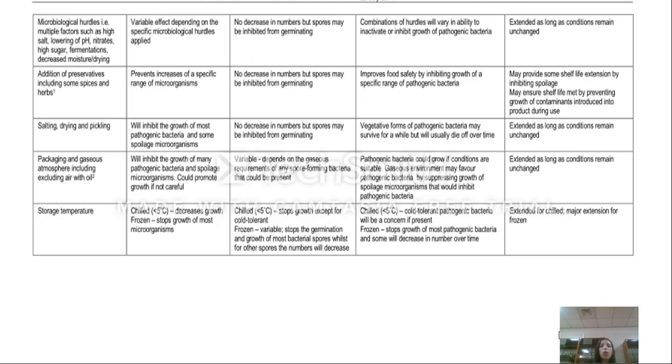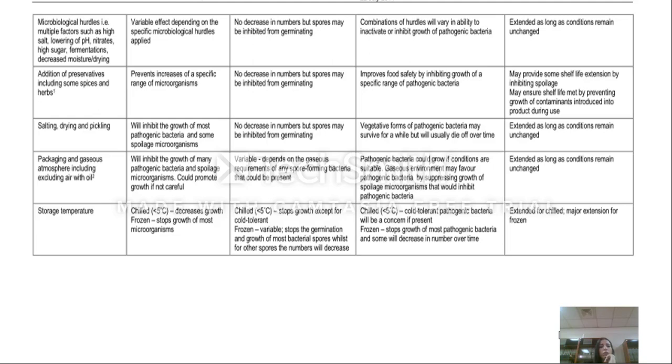Hurdle technique has a variable effect. It depends on the hurdle technique, because sometimes we can combine high salt with low pH, nitrate, high sugar, fermentation, and decreasing moisture by drying. So variable effect on spores, variable effect on bacteria as well. In combination, most of the time it will enhance the food safety level and extend the shelf life.